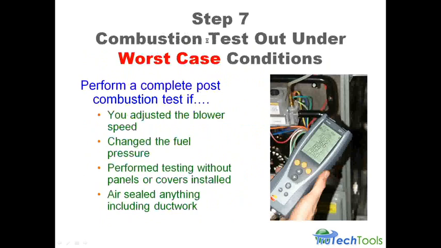Step 7, we're going to test out under worst case conditions. So we've gone through all our testing. We've adjusted the appliance. Now if you're a heating contractor, if you're a BPI contractor, this is your final test and you're all done. You've adjusted the blower speed, you changed the fuel pressure, you performed the combustion test with all the panels and covers installed, ductwork's air sealed, weatherization's done. We want to do a post-test and test out and make sure that appliance is operating safely.